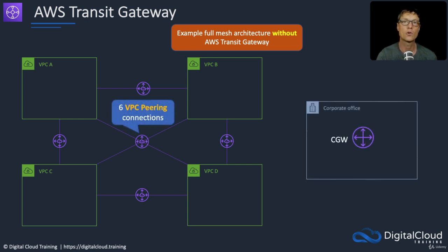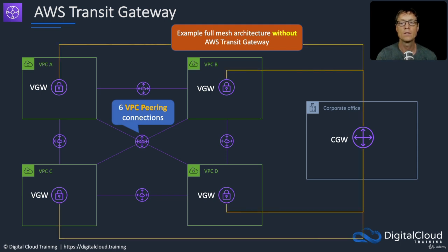We then have a corporate office connected via a customer gateway. So how do we connect the corporate office using a site-to-site VPN to each of these VPCs? Well, we need a virtual gateway in each VPC. Then we need to establish a connection to the customer gateway from each VPC. And each of those is its own encrypted IPsec VPN.